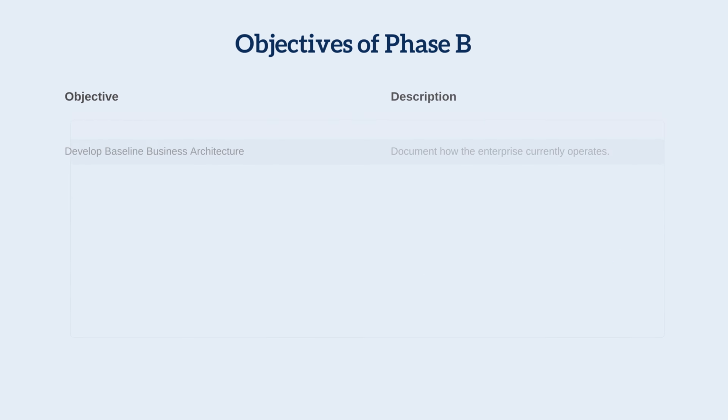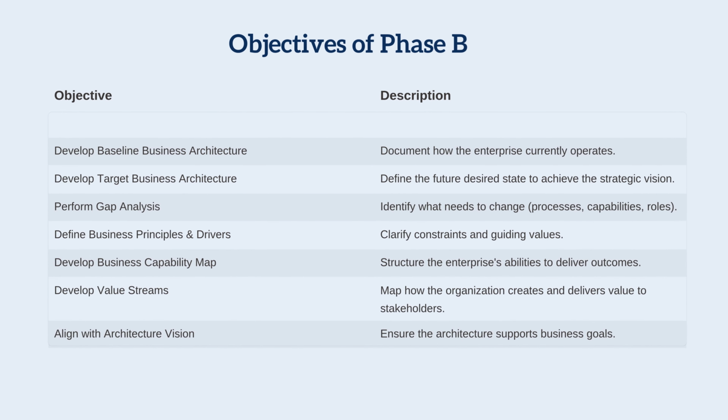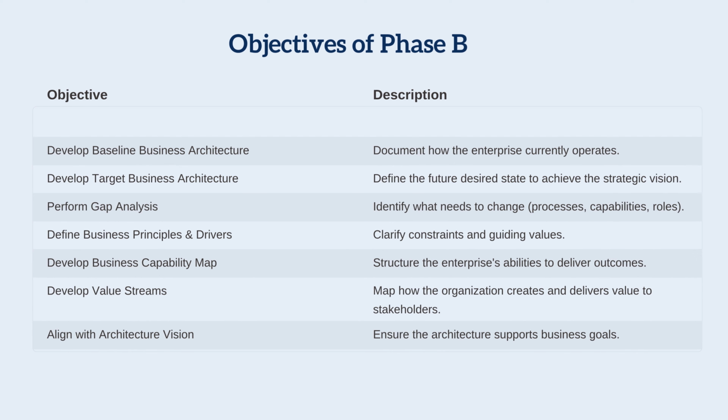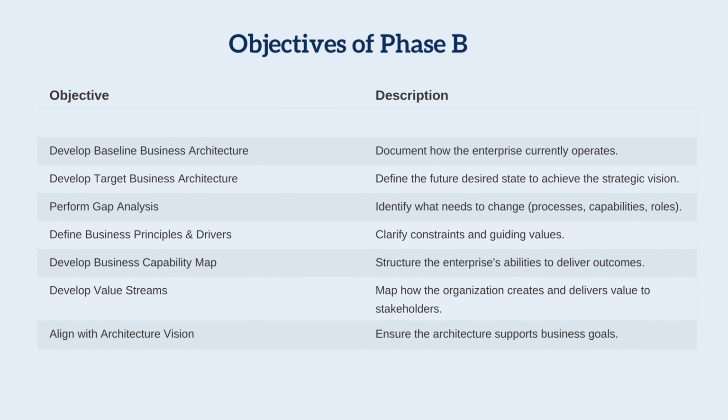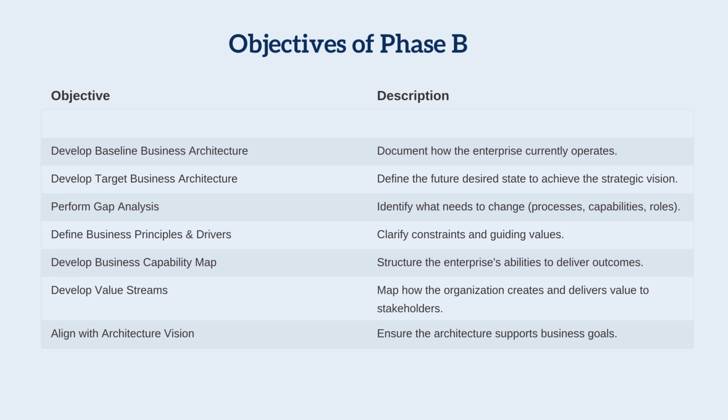The key objectives of this phase are to develop the baseline business architecture, how the organization currently operates, define the target business architecture, what the future business model should look like, perform a gap analysis, identifying differences between the two, model business capabilities and value streams, define organizational roles, governance, and principles, and align everything with the architecture vision established earlier. Together, these objectives ensure every technical decision serves real business outcomes.